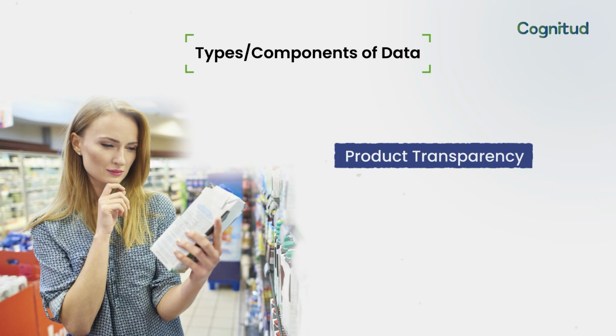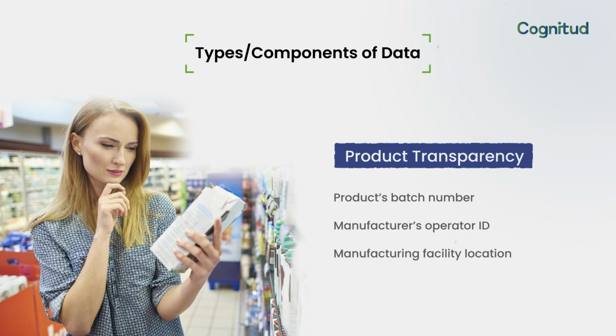Now that we know what the types of data carriers are, let's get familiar with the various data components in a digital product passport. Digital product passport advocates product transparency. Going through a product's details is a common habit of conscious customers, and with digital product passport, customers can be aware of information like product's batch number, manufacturer's operator ID, or manufacturing facility location.